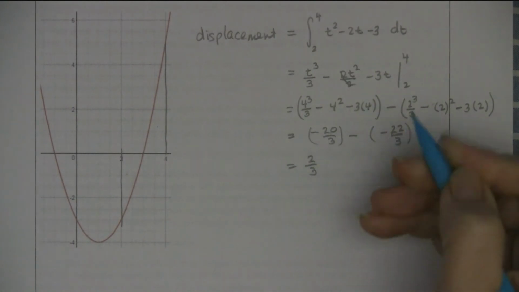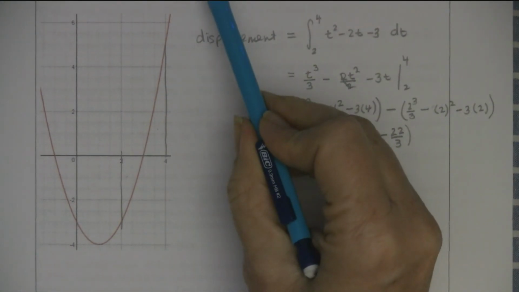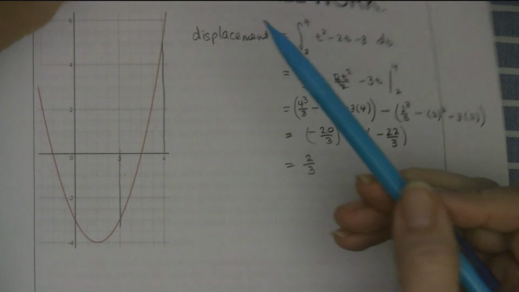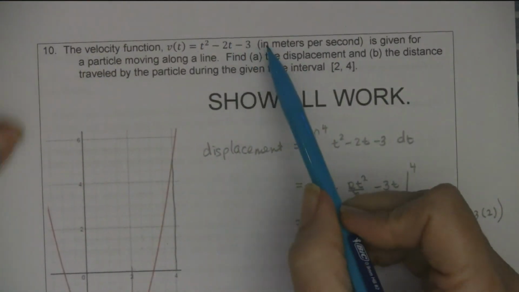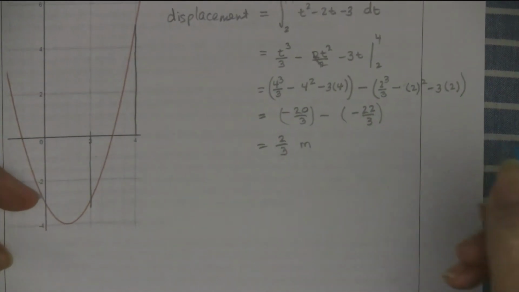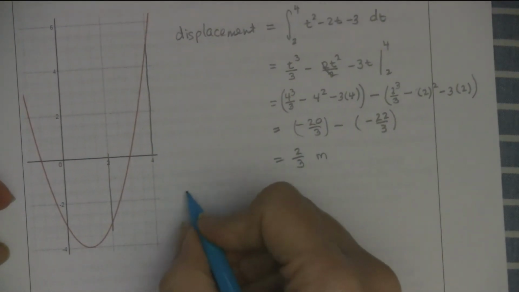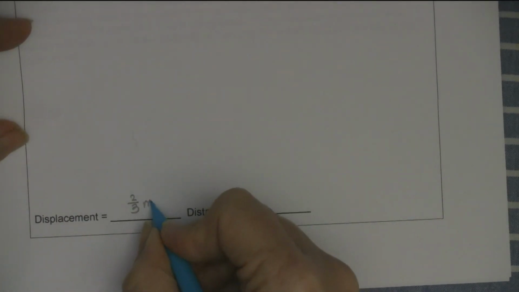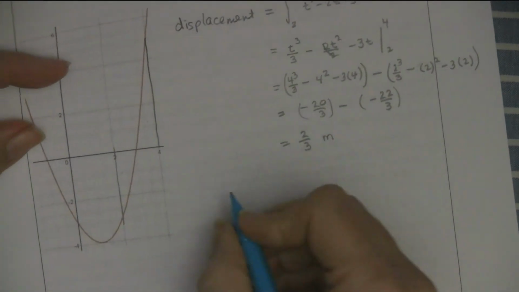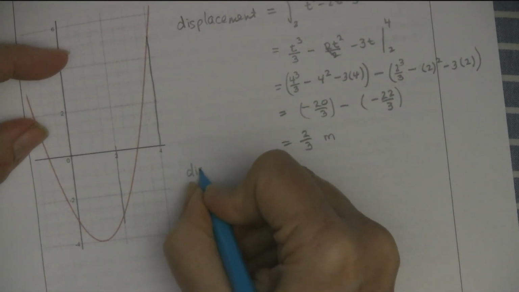And there are probably units on here. They say the velocity is in meters per second, so that would mean the displacement would be in meters. Okay. They asked me for displacement, so that's 2/3 meters, right? And they asked me for the distance as well.